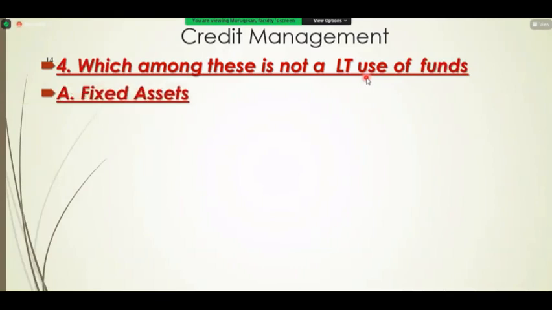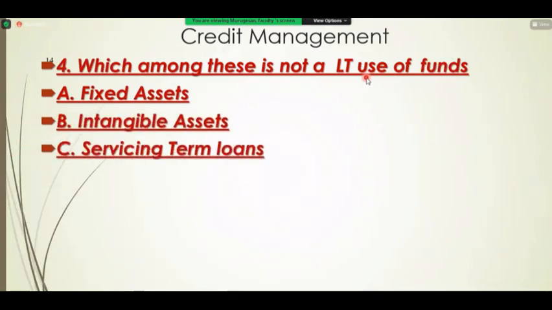Fixed assets is a LT use only. Intangible assets is also a LT use only. The question is, which is not a LT use? Servicing a term loan is also a LT use. You have taken a long-term term loan, and now you are paying back installments, so funds are going out. You are using the funds, so that is also a long-term use. Depreciation is not a long-term use. Depreciation is never a use. It's a source. So the odd man out here is D.